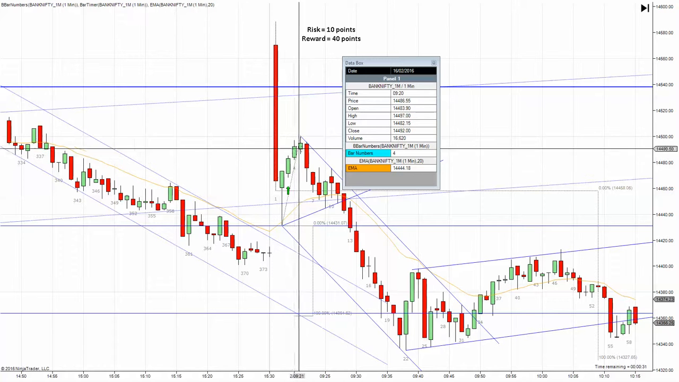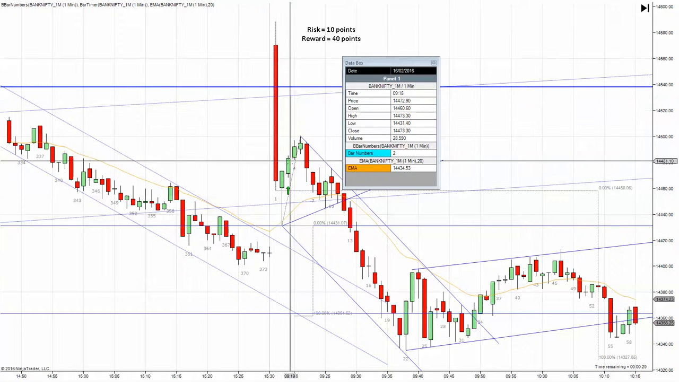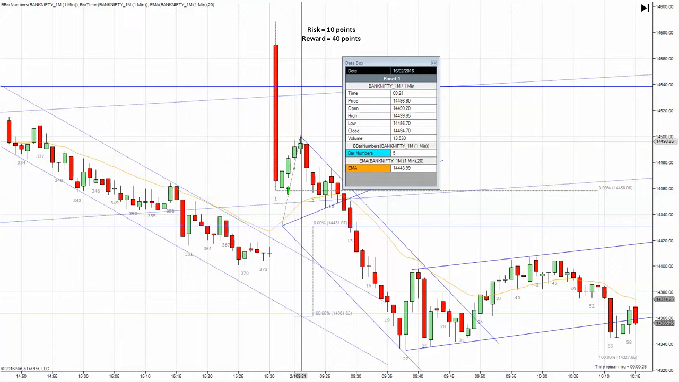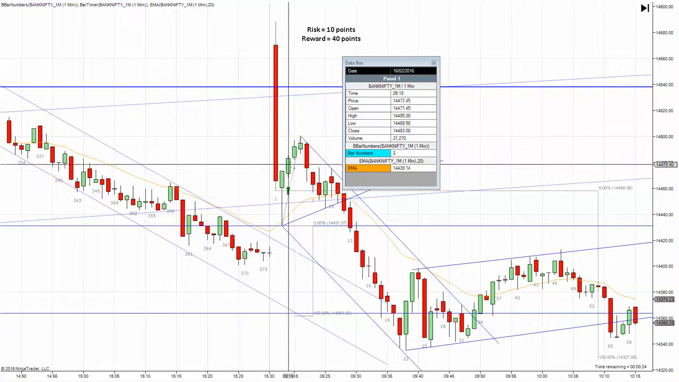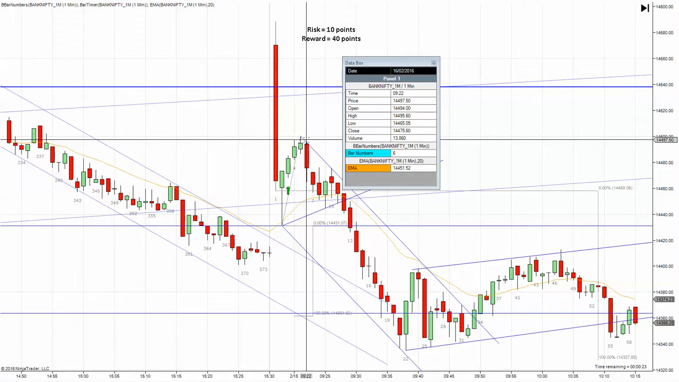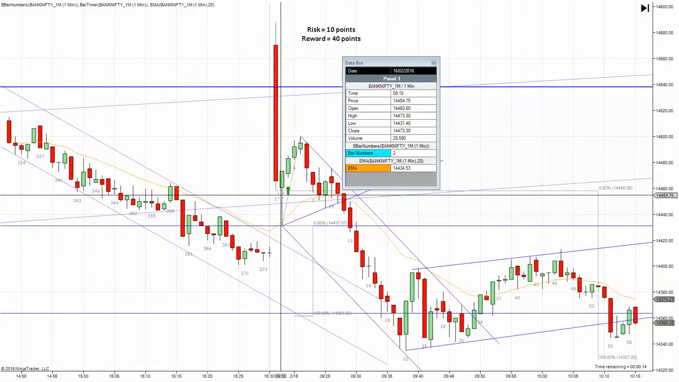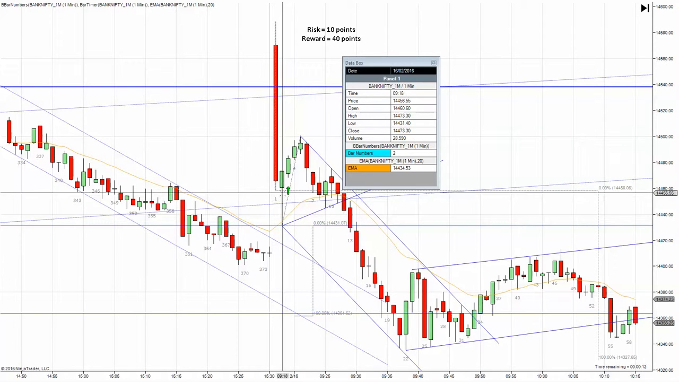There's a follow through, but compared with this, it is not a great follow through or great looking move because it's crawling up. So what do you do? Nothing. You just wait for the price action to unfold and follow your rules, right? So you enter here, place a 10-point stop.